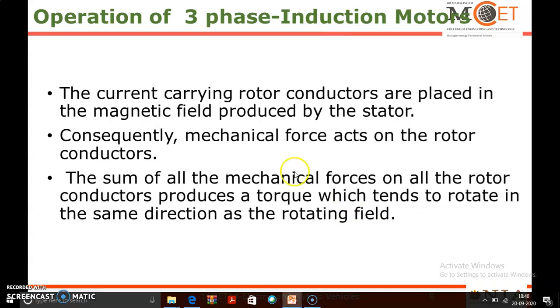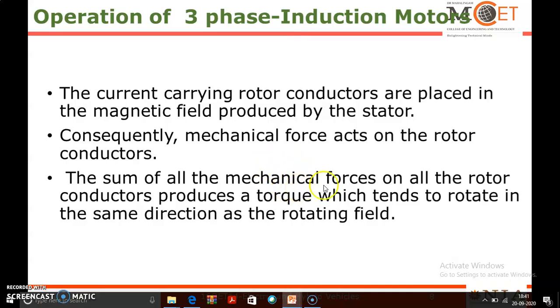Due to the current flowing through the rotor conductor, the rotor also develops a magnetic field. This resembles a current carrying conductor placed in a magnetic field, which is the rotating magnetic field produced by the stator. So due to the rotor magnetic field and the rotating magnetic field developed by the stator, that is, a rotating magnetic field.